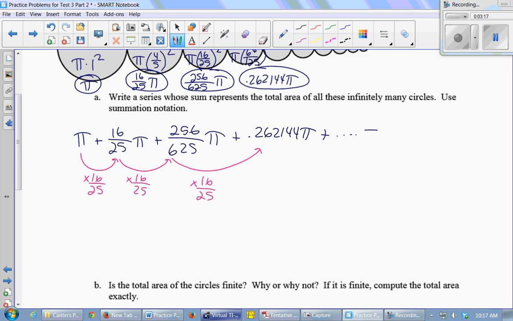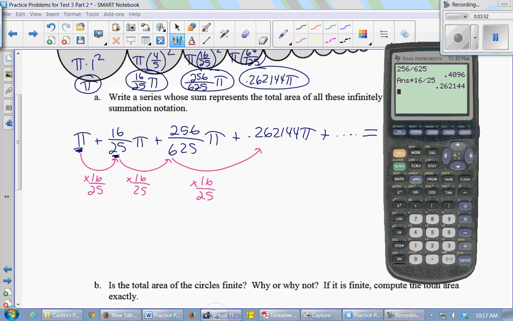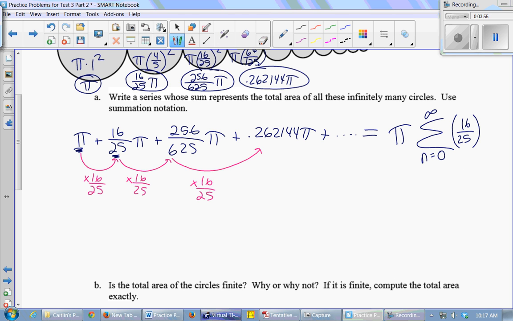this in summation notation. So every term has a pi times it, and this is going to be the sum of my first term, let's see, 16 over 25. This is all 16 over 25 to a power, and I want my first term to be a 1, so I should start at n equals 0, go to infinity. But so this pi term is to the 0. This is 16 over 25 to the first. 16 over 25 squared is 256 over 625, so this is to the nth power, right?